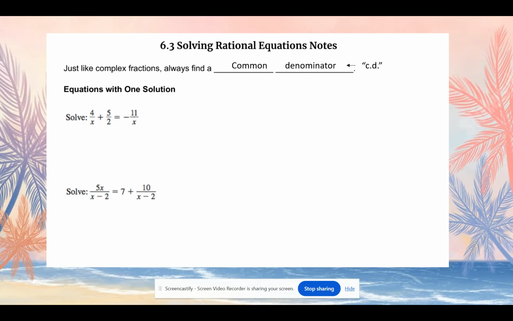Now, I always like to label my work as I go along. I'm not going to write the words common denominator over and over, so I'm just going to write CD for short. That way you're not looking at that and being like, what the heck does that mean?